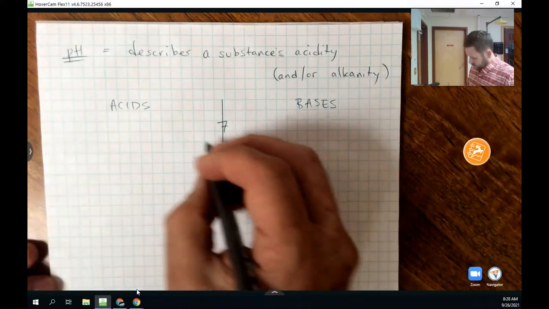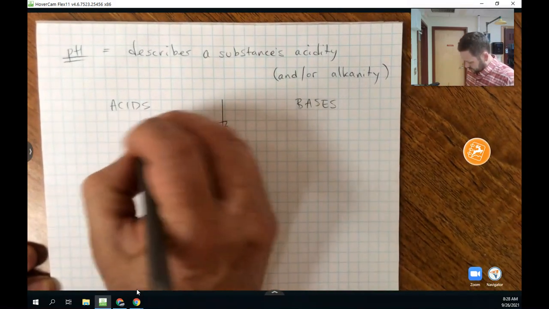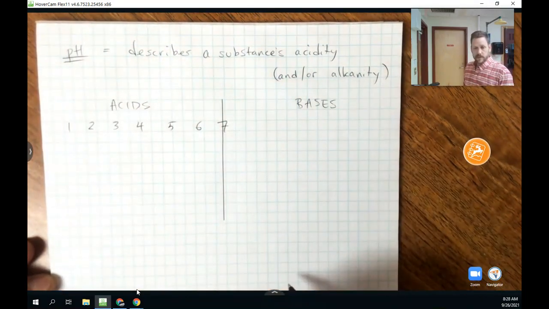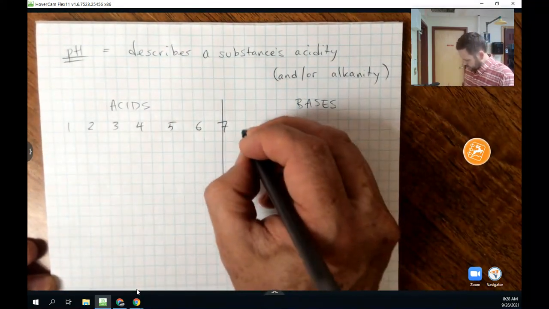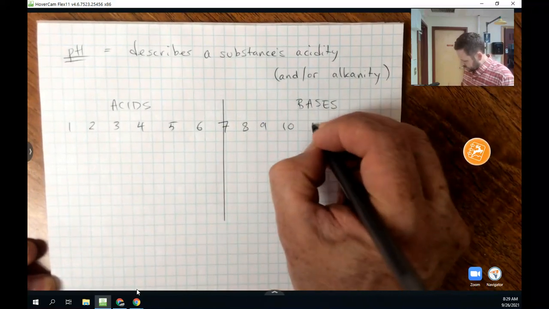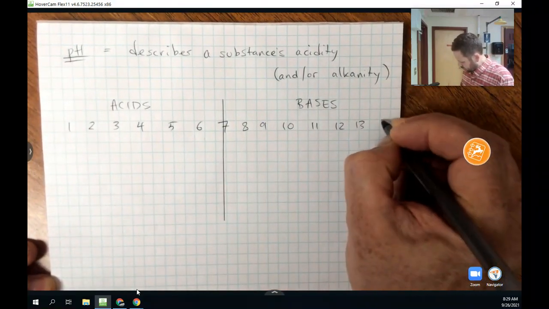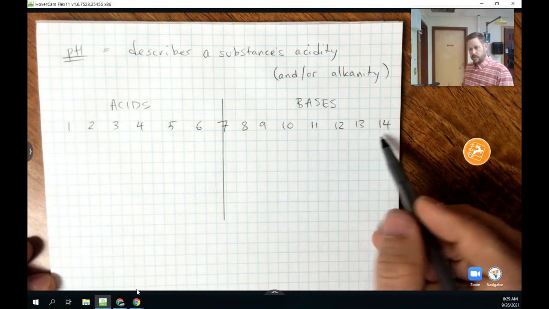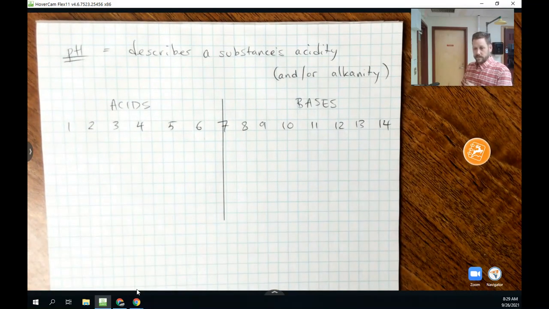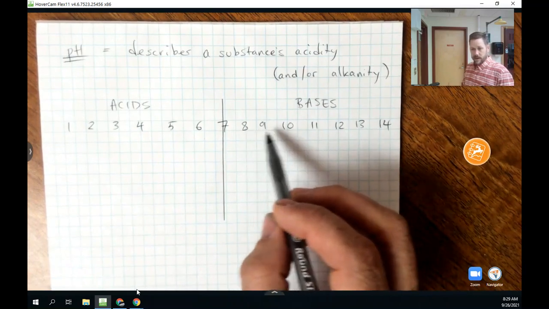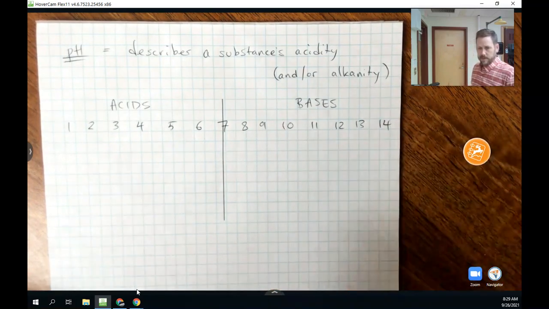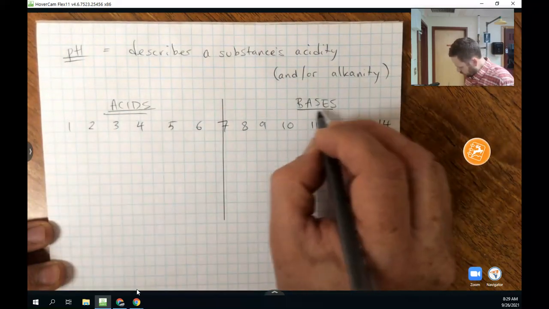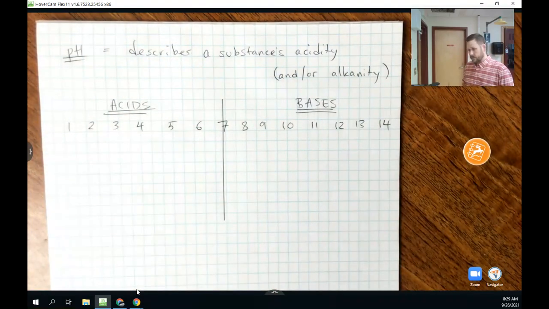So we're going to count down from 7: 6, 5, 4, 3, 2, 1, and write those numbers in the acidic range, and up from 7: 8, 9, 10, 11, 12, 13, 14. Anything with a pH of 11, 12, 13 would be considered very basic. A pH of 8 or 9, mildly basic, and so on. So this is the pH scale, and we should be at least this familiar with it at this point.